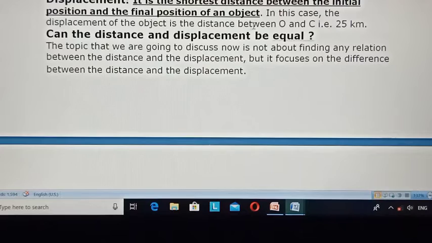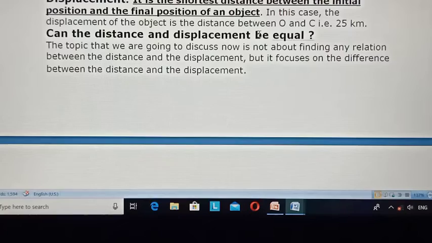If we consider this example, Numaligarh can be the initial position and Jorhat can be the final position. So what is the shortest distance? How to find the shortest distance? You have to join the initial position and final position by a straight line. So definitely that remains the same. So displacement is independent of the path followed. Fine. So it is the shortest distance.